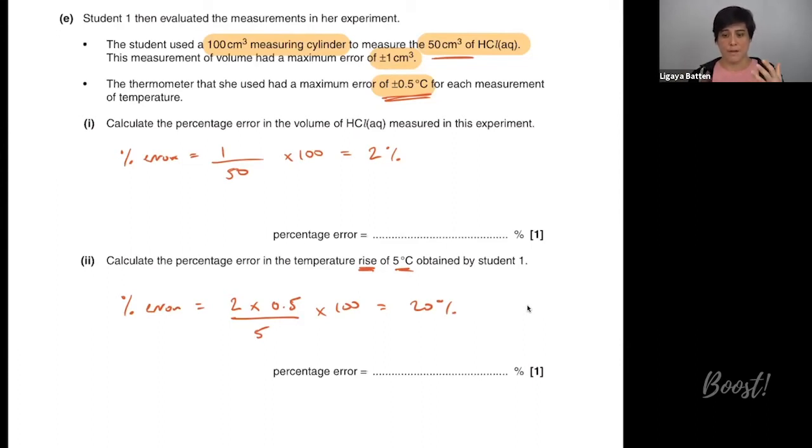So if you compare the volume, which is 1 to 50, to the temperature change, even though the thermometer at 0.5 degrees centigrade looks like it's perhaps more accurate than the measuring cylinder at 1 centimeter cubed maximum error, because we're only using that to measure a temperature rise of 5 degrees, that 0.5 is a much bigger proportion of what we're measuring. So ideally, in an ideal world, we would want a much more accurate thermometer, or we want to measure a much larger temperature change, and that would help us to minimize the percentage error.